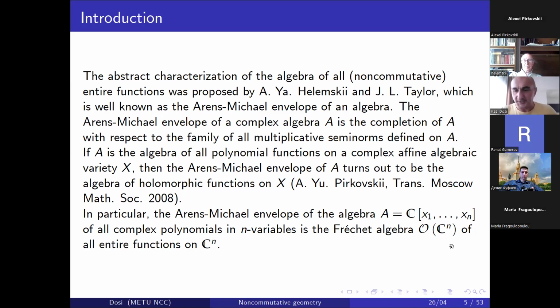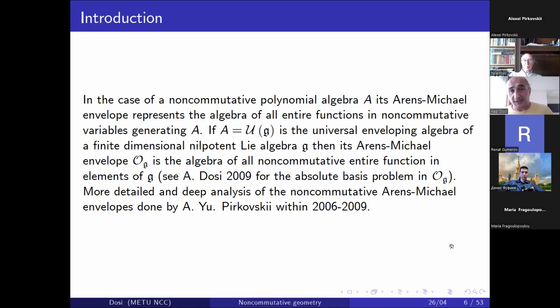Right, that's routine. In the case of a non-commutative polynomial algebra, the Arens-Michael envelope represents the algebra of all entire functions in the non-commutative variables generating A. For example, if A is the universal enveloping algebra of a finite dimensional nilpotent Lie algebra, then its Arens-Michael envelope is the algebra of all non-commutative entire functions in elements of this nilpotent Lie algebra. You can see my work on the absolute basis problem in this algebra. A more detailed and deep analysis of non-commutative Arens-Michael envelopes was done by Pirkovskii in several big papers within 2006 to 2009. Some of them I will mention a bit later.